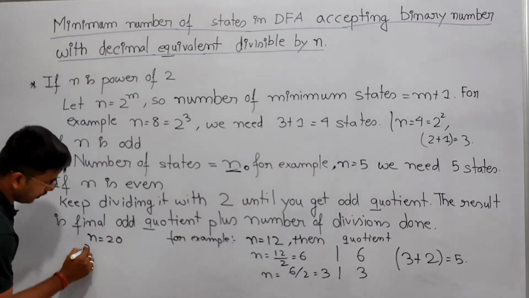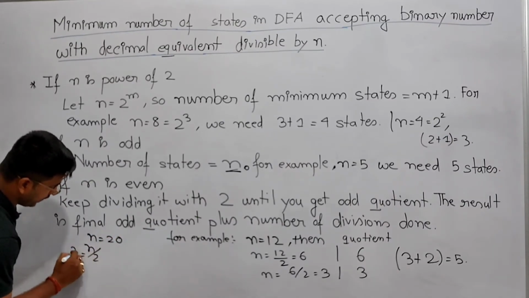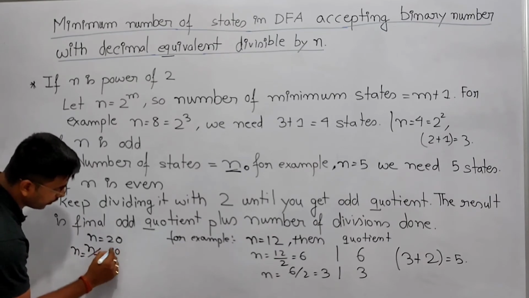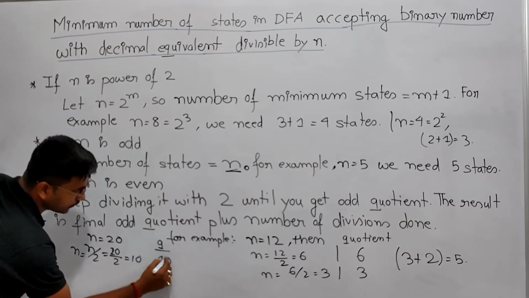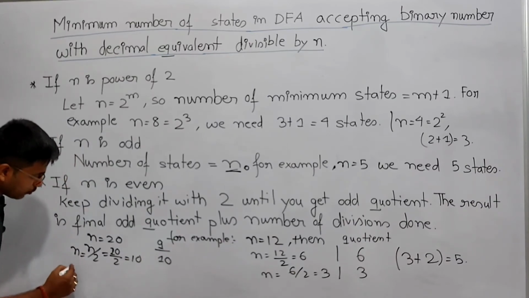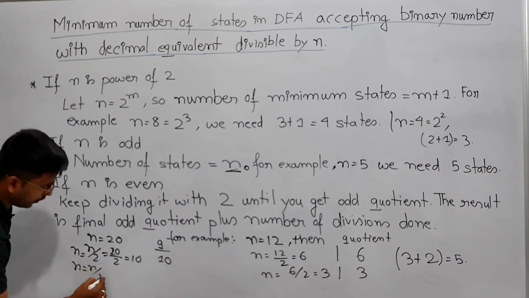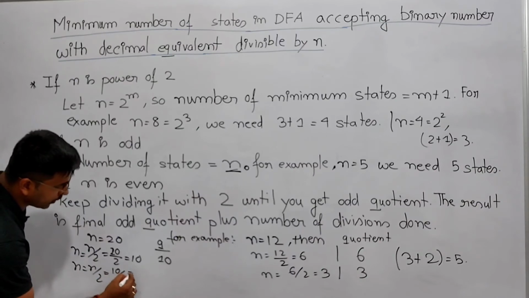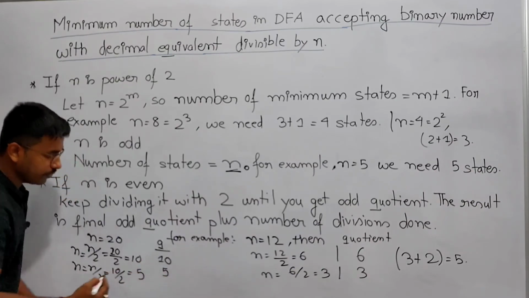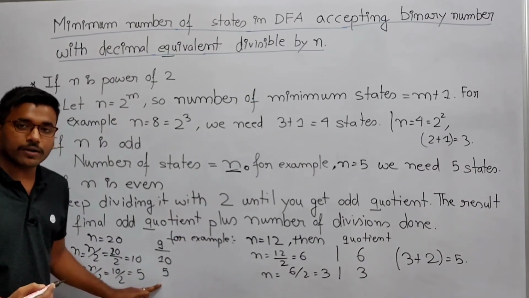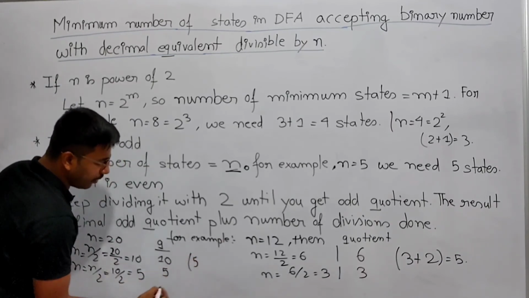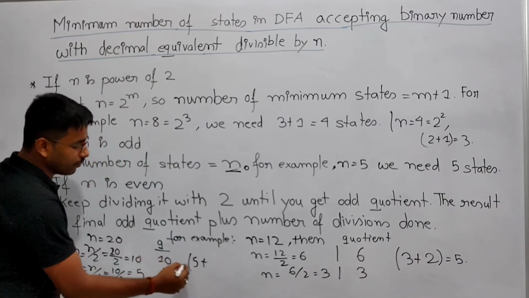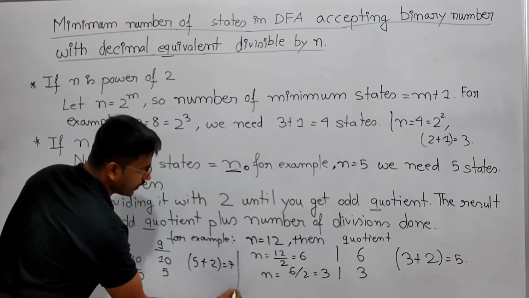So n by 2, that is 20 by 2, is 10, and the quotient is 10. Then again n by 2, 10 by 2 is 5, and the quotient is 5. You got an odd quotient, so you stop there. Odd quotient 5 plus number of divisions 2, you require 7 states. Like this.